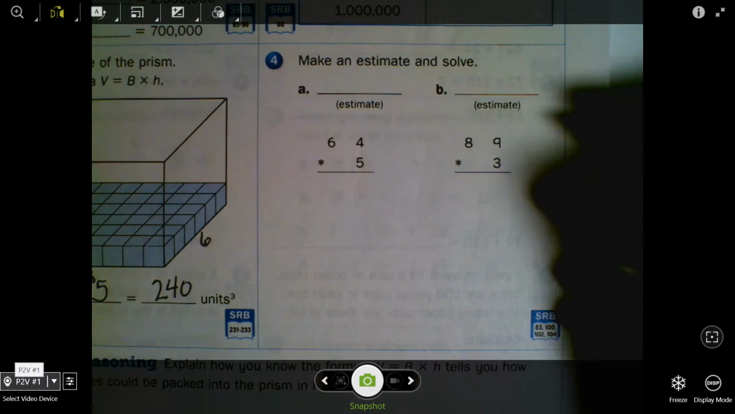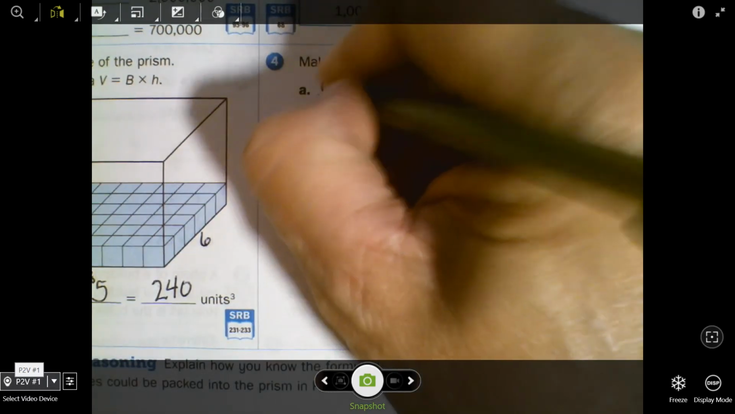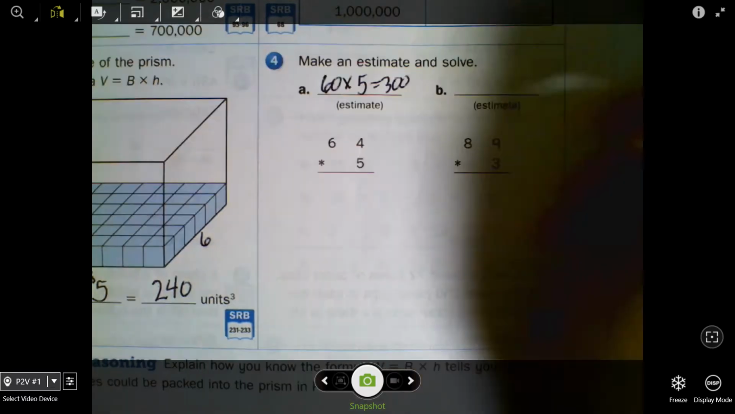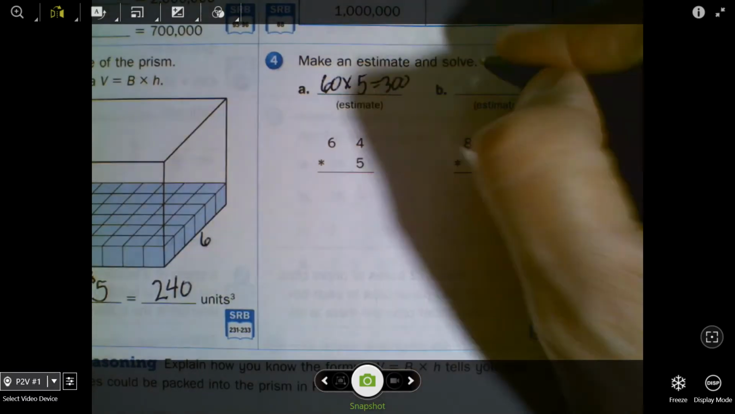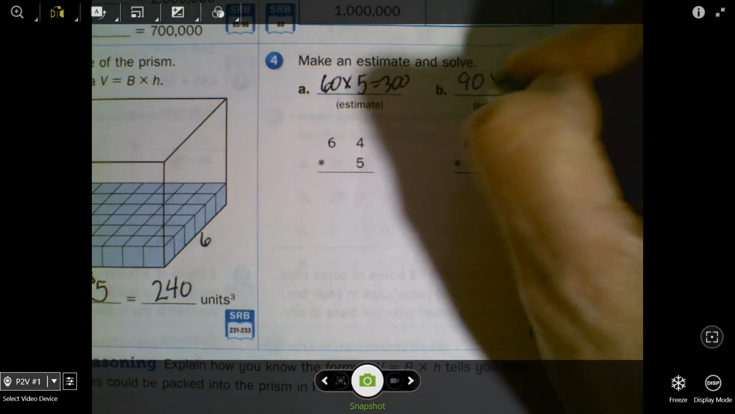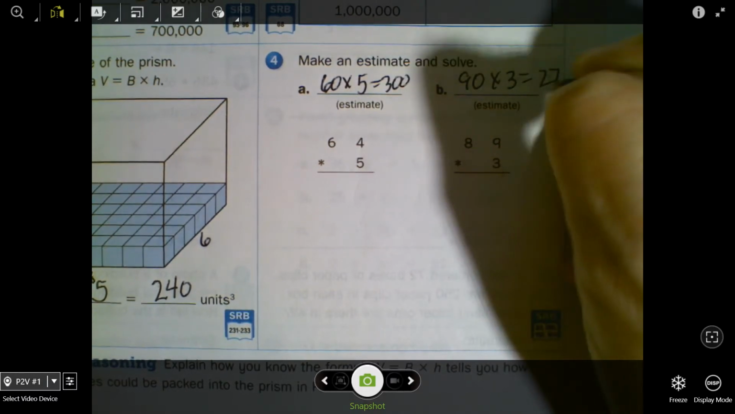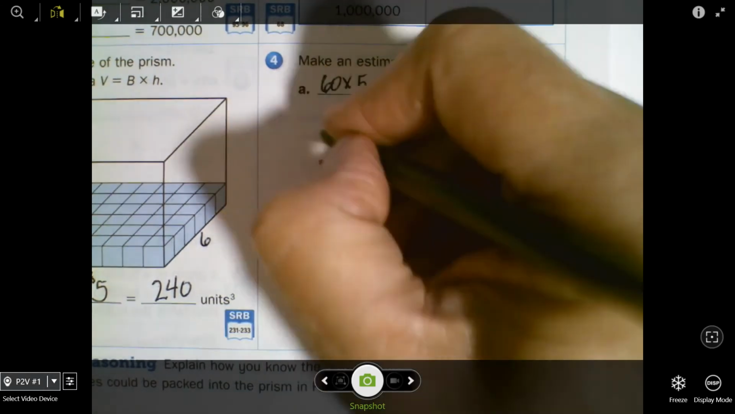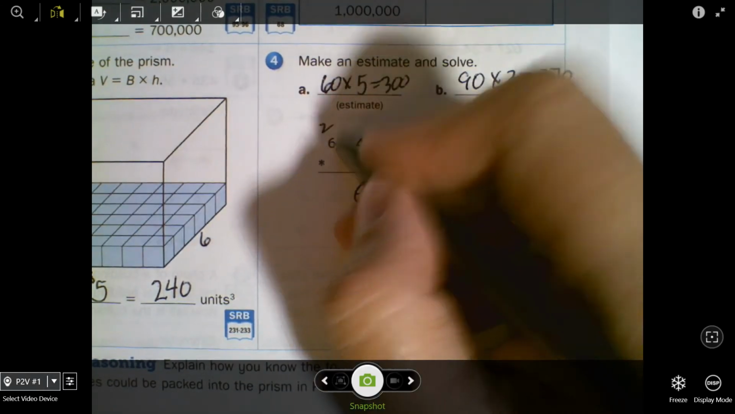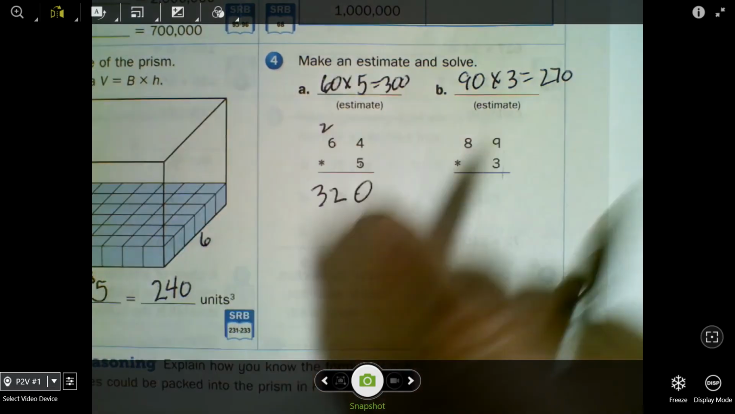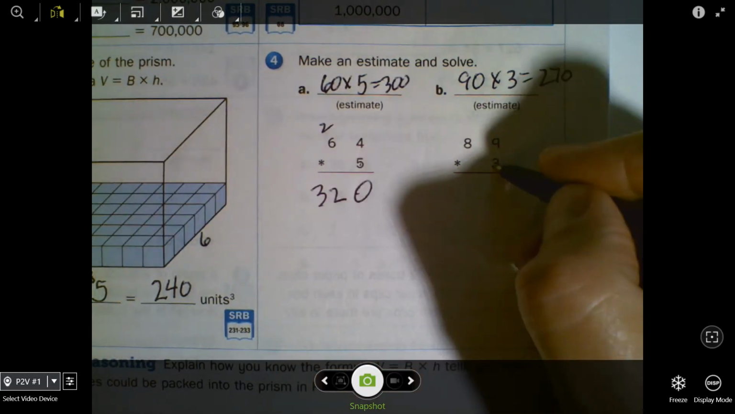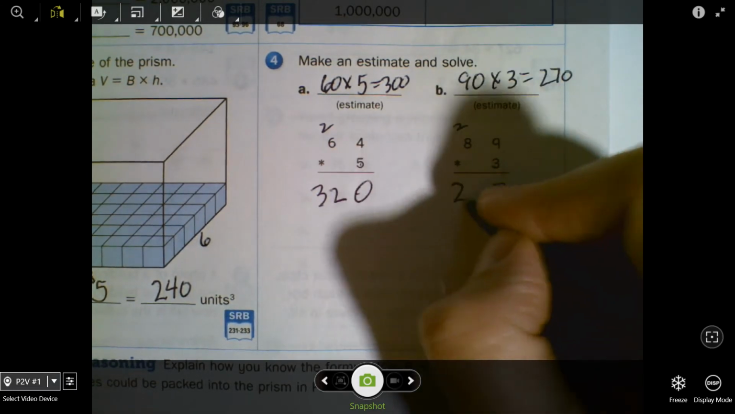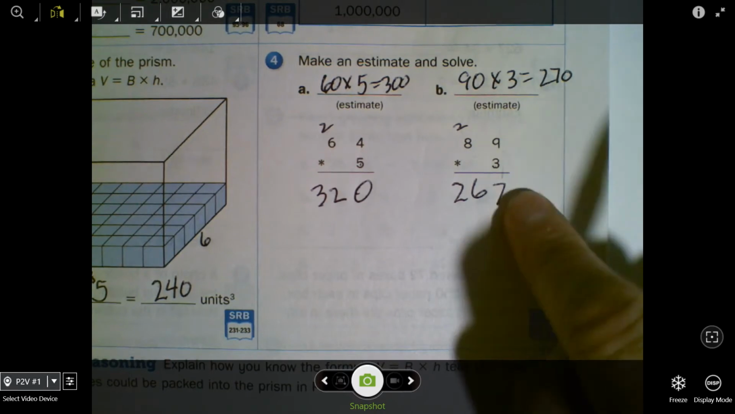Make an estimate and solve. 64 is close to 60, and 60 times 5 is 300. 89 is close to 90, and 90 times 3 is 270. Let's multiply it out. 20, carry the 2, 30 plus 2, 32, reasonable answer. 27, 24 plus 2 is 26, very reasonable answer.